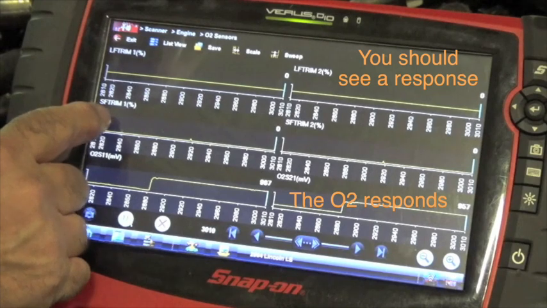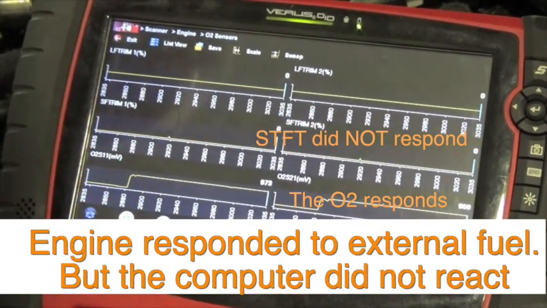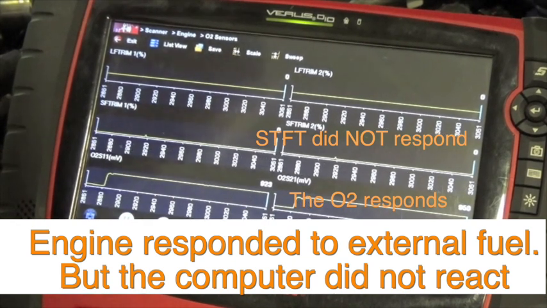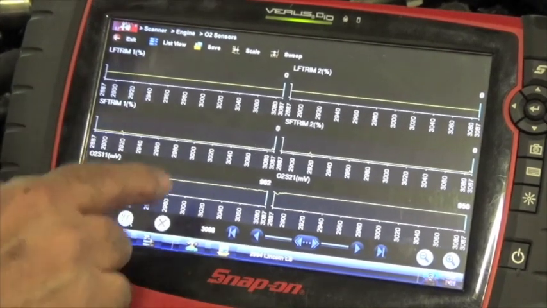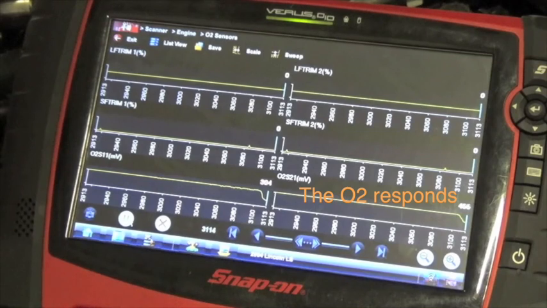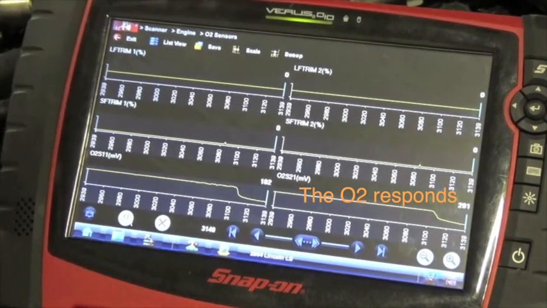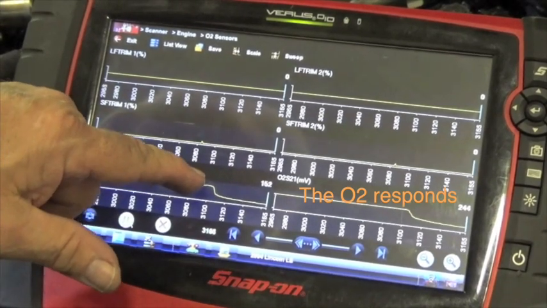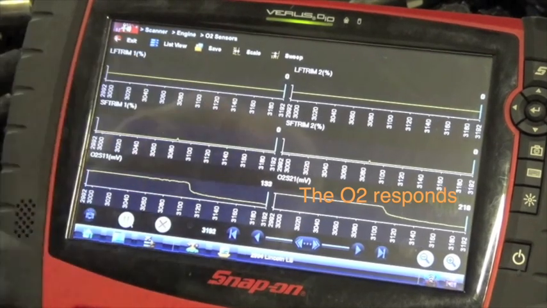But look what happened to short-term fuel trim. Nothing. It's still zero. Even though I'm very rich, the computer is not trying to balance fuel and add fuel. Now I'm going to go lean again. Watch the O2s and the short term. So I took my propane away. My O2s went lean again. Now I'm down to 100 millivolts, but the short term did nothing.